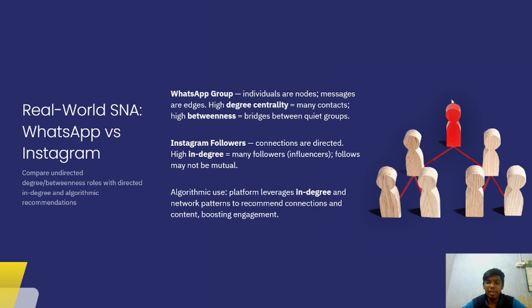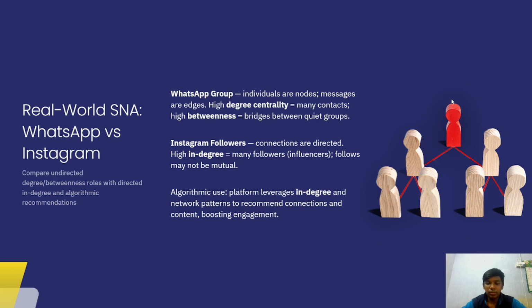Some people message many members. These people have high degree centrality. They are important because if they share something, it spreads very fast inside the group. There are also some people who are part of multiple circles. They have high betweenness centrality and they help information move from one group to another.